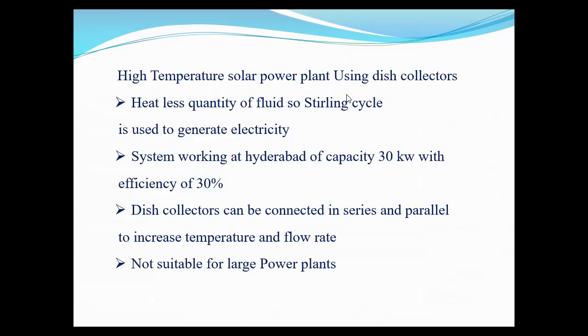High temperature solar power plant using dish collector, which we have discussed. A small quantity of fluid is heated, so the Stirling cycle is used to generate electricity. A system working at Hyderabad of capacity 30 kilowatt with efficiency of 30% is Stirling cycle type. This collector can be connected in series and parallel to increase temperature and flow rate, but it is not suitable for large power plant.